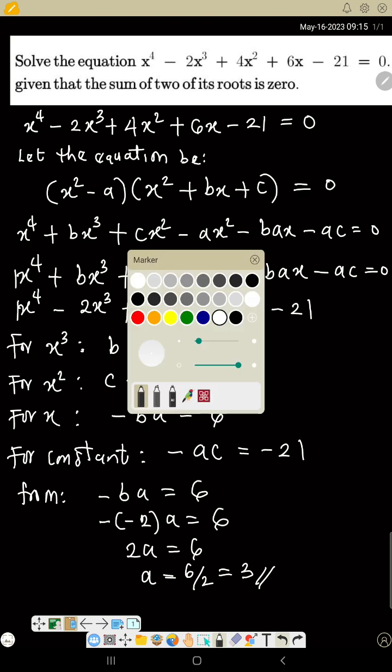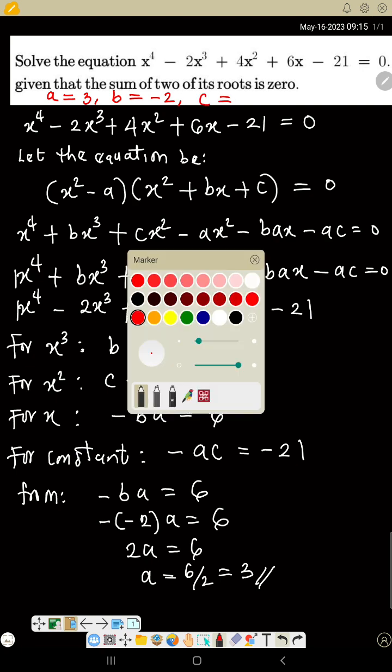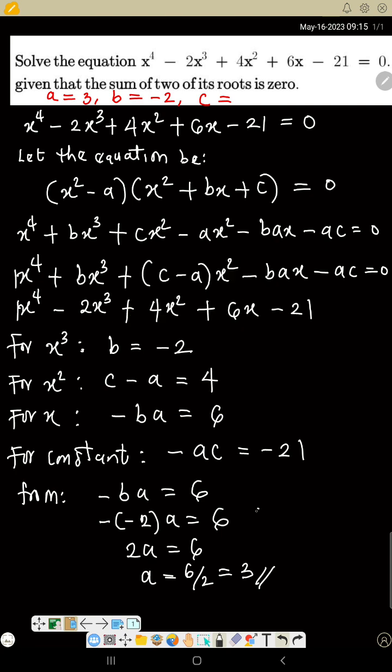So we have known a also. Let me write it here. So a is equal to 3. b is equal to minus 2. So we need to know c also. Since we have known a, we can know c from here. So a is 3. So let's find c.